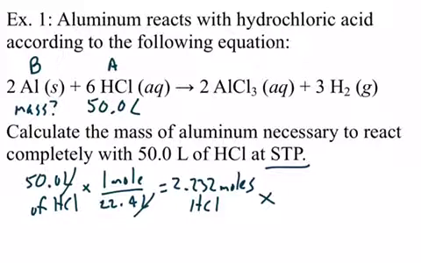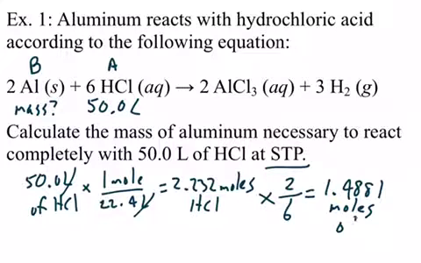Once you get moles of A, then the next step is to multiply by the mole ratio. B over A in this problem is 6 over 2. You can also reduce that to 1 over 3. Eventually, you're just going to divide by 3, and you're going to end up getting 1.4881, and now that's moles of aluminum, which is our unknown, our B. And then the last step is to go from moles to mass. We need to multiply by the molar mass of aluminum.